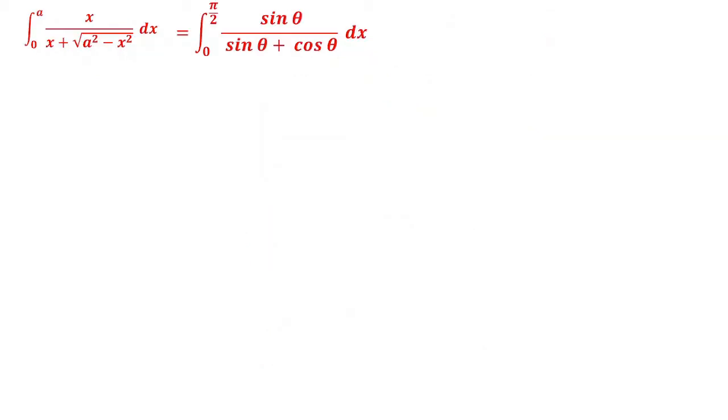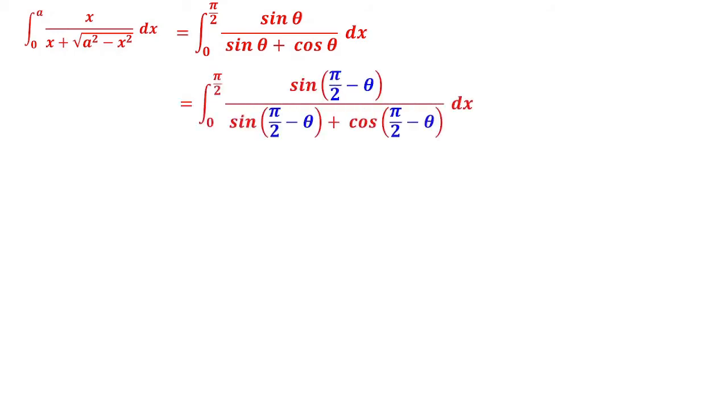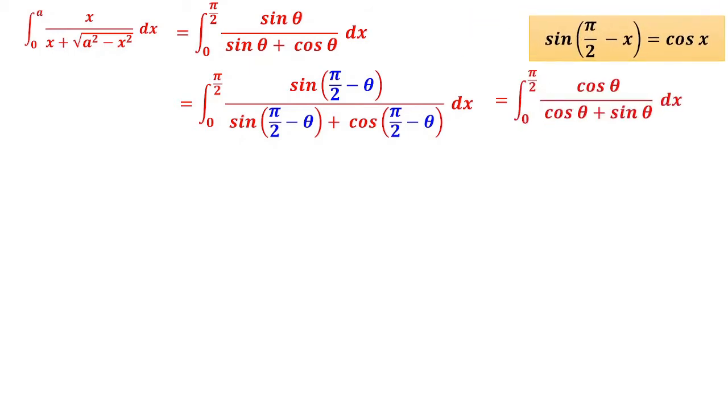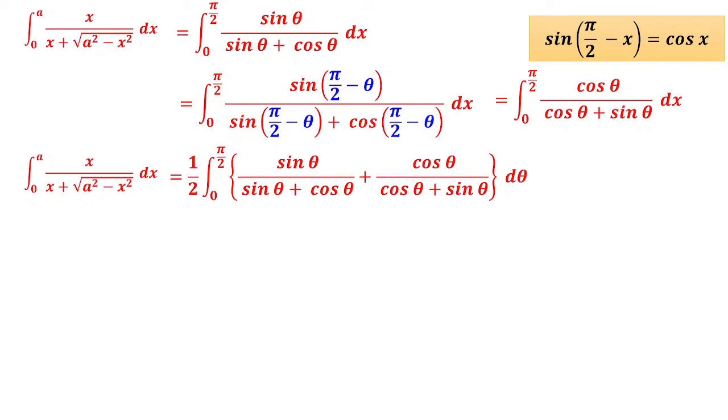Let us see. I take this problem now. I have the lower limit as 0, upper limit as pi by 2. Replace wherever theta comes as pi by 2 minus theta in f of x, that is f of theta. For sin of pi by 2 minus theta is cos theta, all of you know. Therefore, it will become cos theta by cos theta plus sin theta. But when you add the integrands now, half into integral 0 to pi by 2, first integrand is sin theta by sin plus cos, second is cos by cos plus sin.